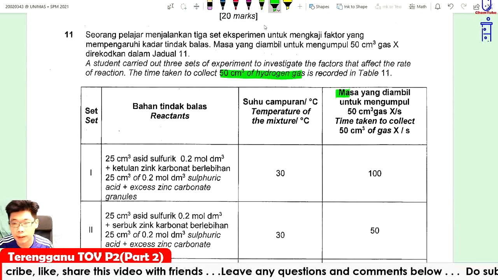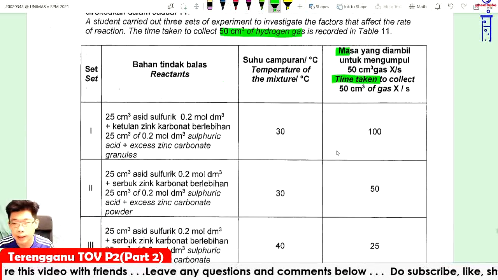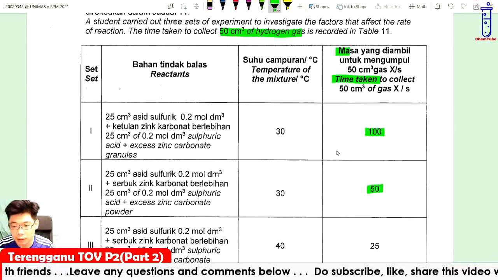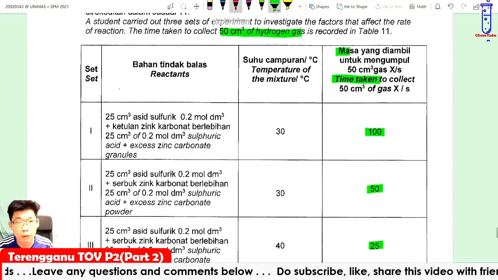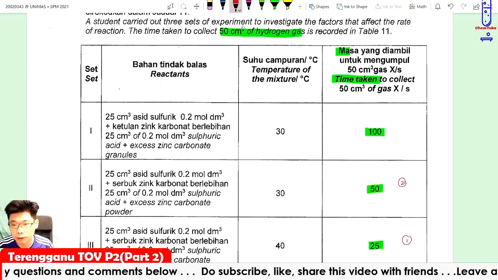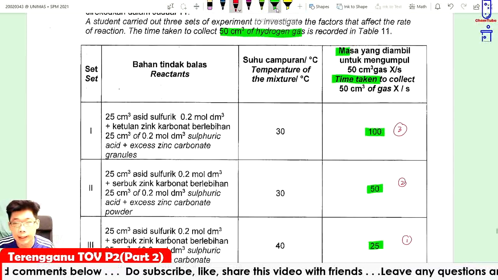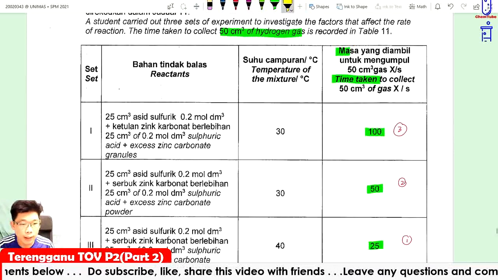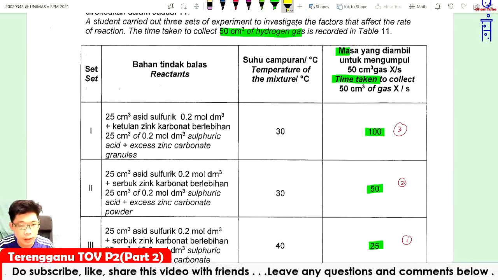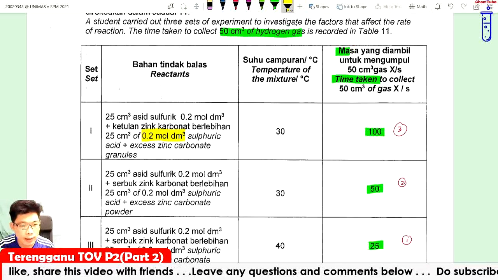The time taken to collect 50 cubic centimeter: set 1 is 100 seconds, set 2, 50 seconds, set 3, 25 seconds. So the highest rate of reaction will be set 3, followed by set 2, then finally set 1. Let's see what the reactants used are. Set 1, sulfuric acid with zinc carbonate granules. Here we look into the concentration of the sulfuric acid and zinc granules.